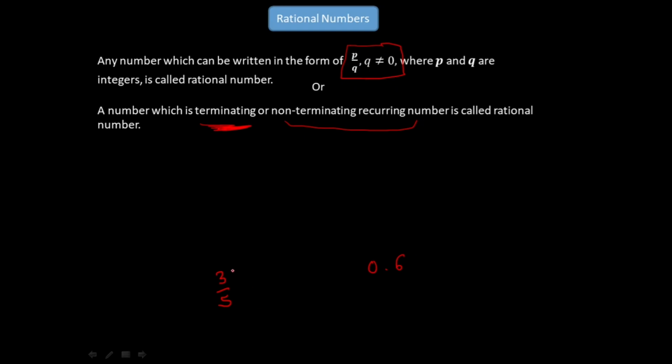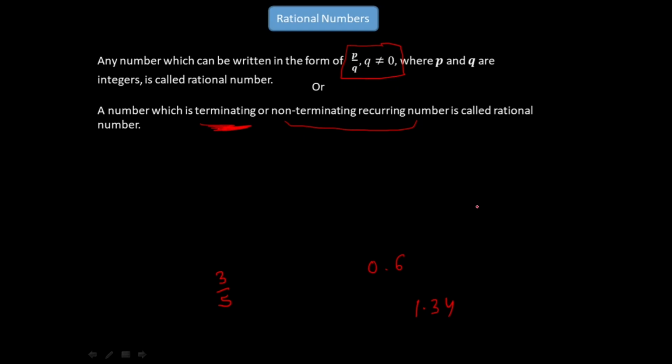This is also a rational number because this is written in the form of P over Q. What about this number? If I take the example of 1.34, this is also a terminating number because after 4 there is nothing, means there is nothing repeating or non-repeating. After 4 there is nothing. So this is also a rational number.